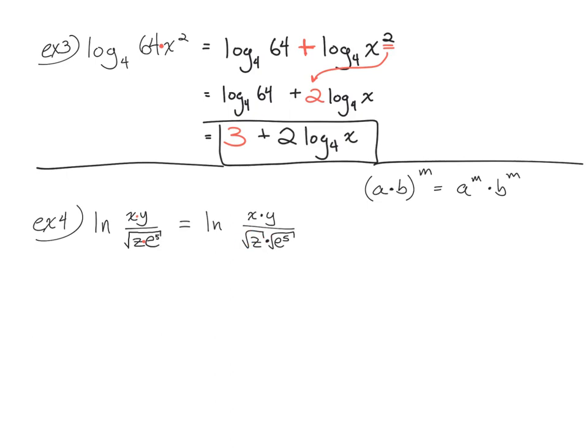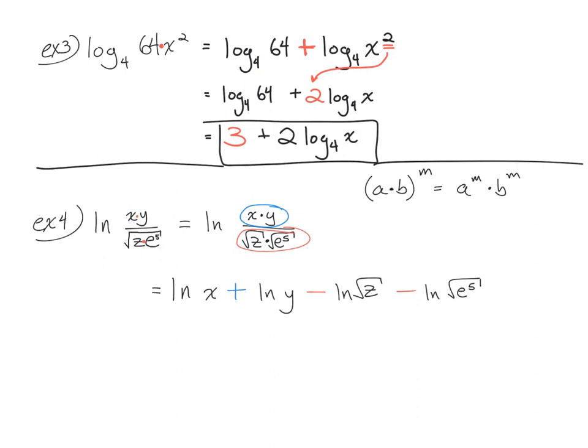I want to expand this out using the sum and difference, or the product and quotient rule first. So here we will have natural log of x, natural log of y, natural log of z in a square root, and natural log of square root e to the 5th power. And again, we have two logs in the numerator, so each of those will be positive, and two bases in the denominator, each of those will be negative logs.